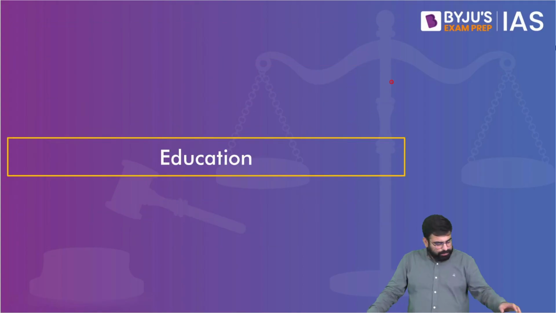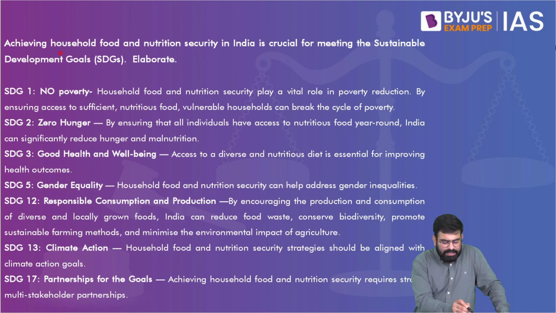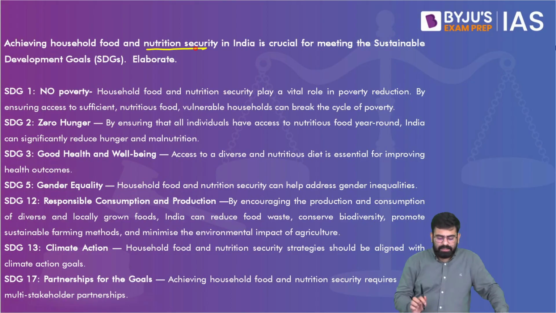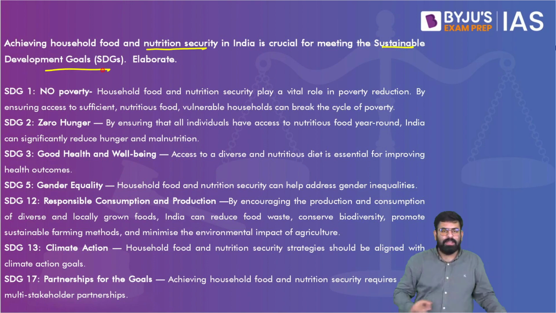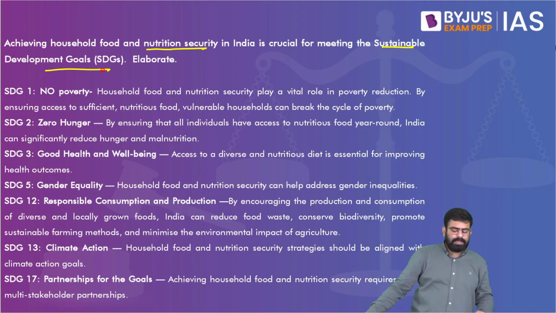Okay, so just look at this. This is the question that we had given. Achieving household food and nutrition security in India is crucial for meeting sustainable development goals. Now, we have not mentioned a particular sustainable development goal. In the question that they have asked in the past, we're talking about Sustainable Development Goal 4, which is basically based on education.